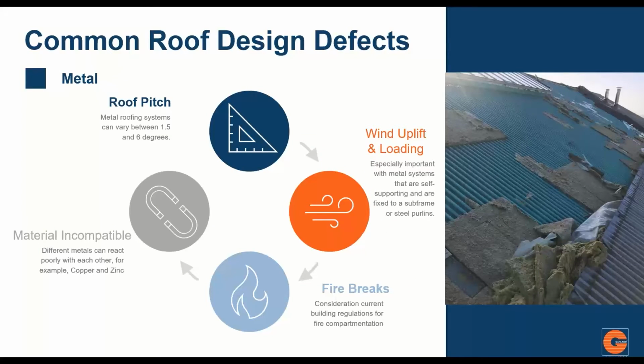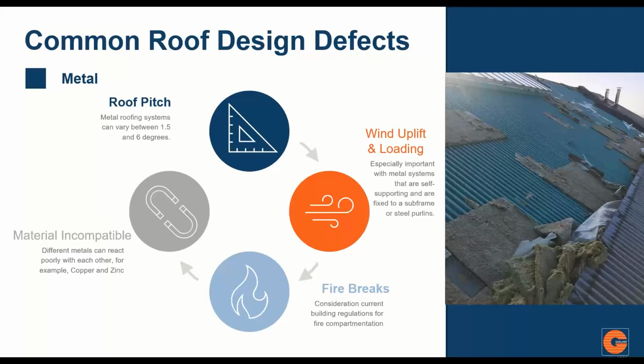And when we talk about design defects of metal, we mentioned earlier that a standing seam system can work as low as 1.5 degrees. But if we're talking either a traditional metal cladding or a composite system, we always need to be targeting between that 4 and 6 degree pitch. Otherwise, at the weak points, such as the headlaps and the joints, you'll soon see leaks.